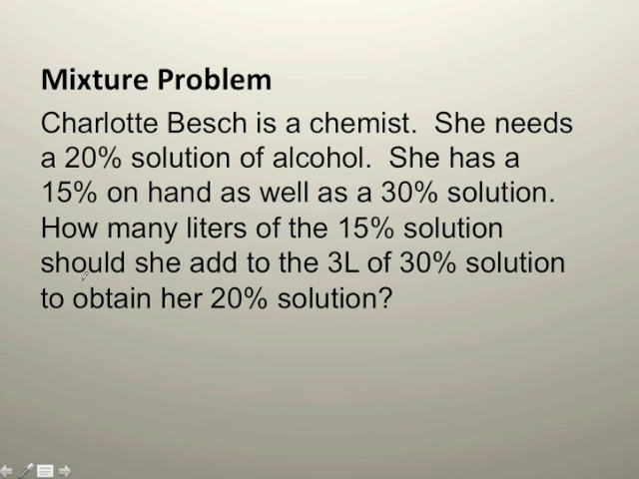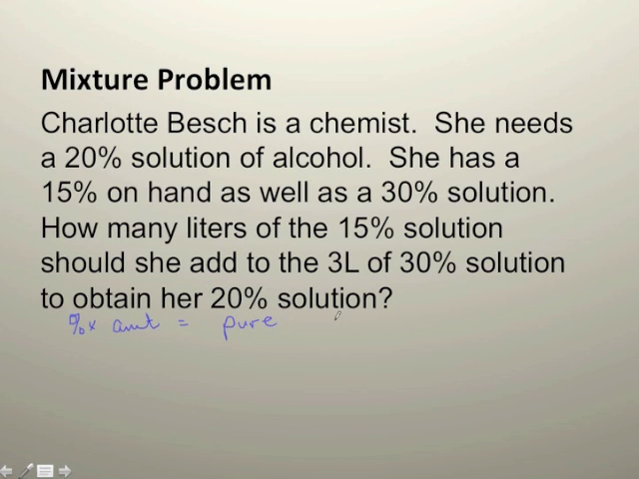Now we have another type, a mixture problem. Charlotte Bess is a chemist. She needs a 20% solution of alcohol, but she has on hand a 15% solution as well as a 30% solution. So how many liters of the 15% solution should she add to 3 liters of the 30% solution to get her 20% solution? For these problems, I set up percent times the amount equals the pure.